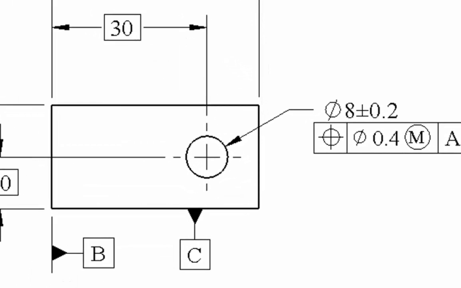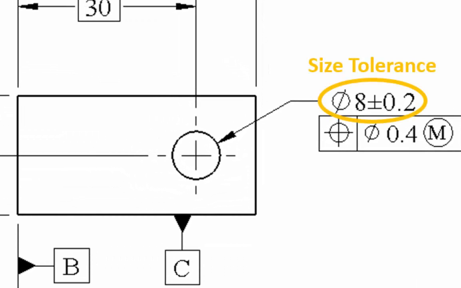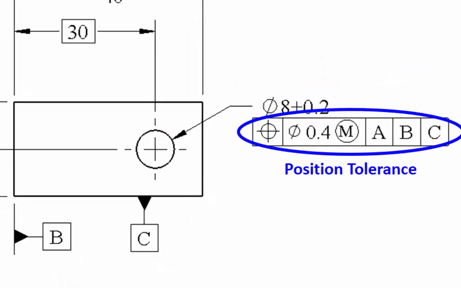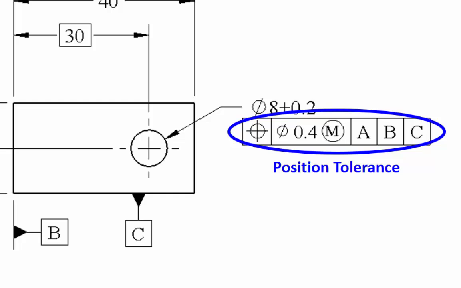You will notice that the part contains a hole, which has a size tolerance associated with it. The size tolerance requires that the hole be no smaller than 7.8 millimeters and no larger than 8.2 millimeters. The drawing also calls out a position tolerance associated with the hole.